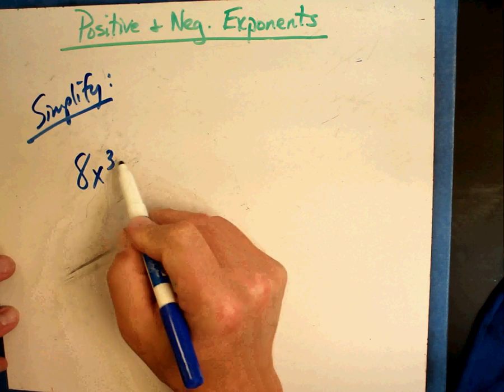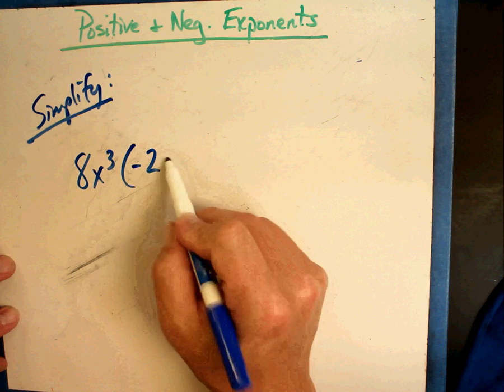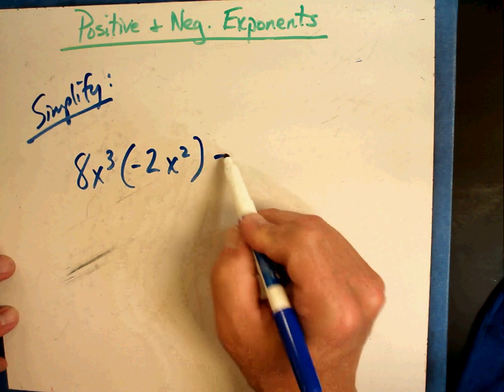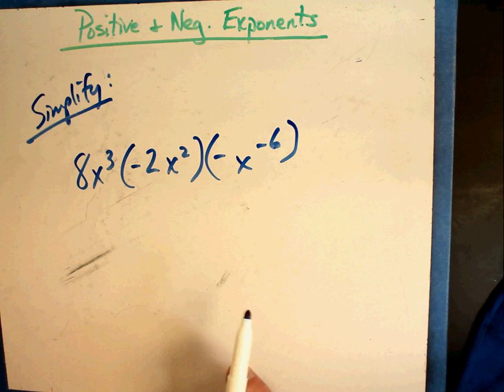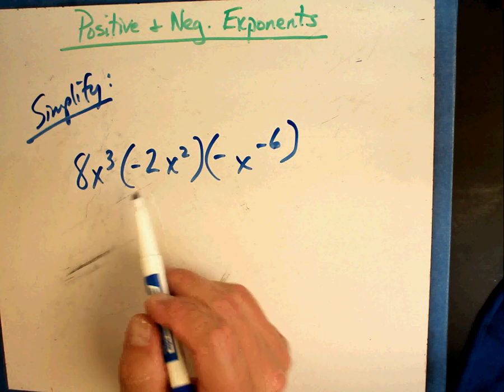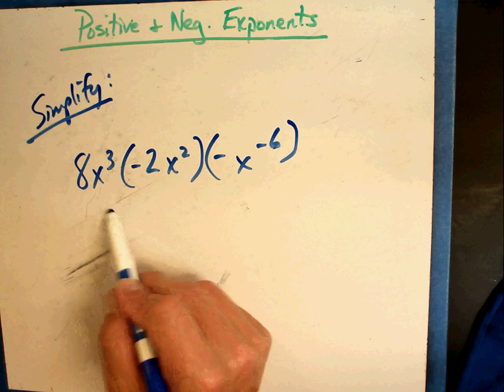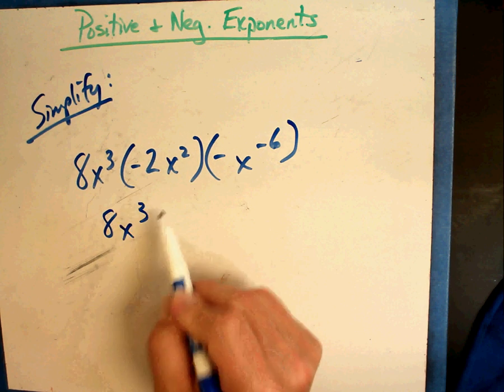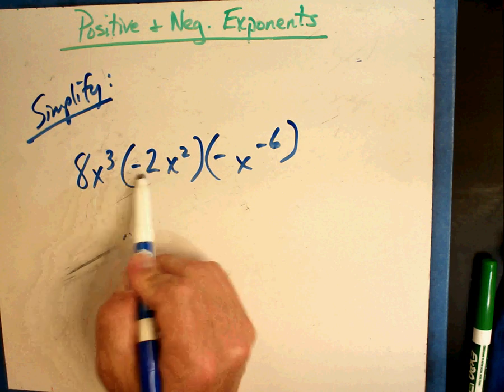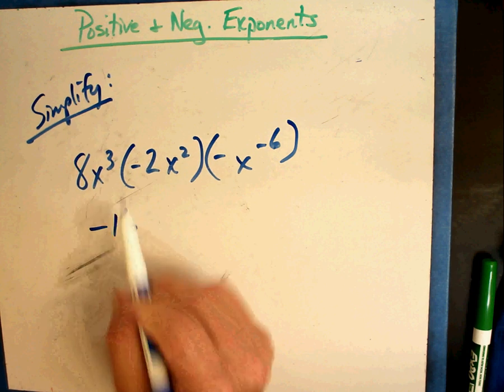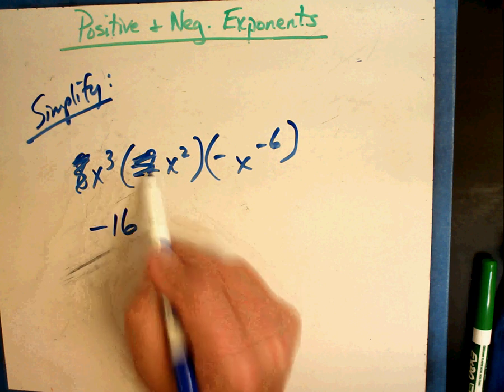8x to the third times minus 2x squared times, inside, minus x to the minus 6. Whew, what are they doing to us? Well, I see the negative power here, so I'm going to take 8x to the third, and actually I can multiply quicker than that. The numbers multiply, so that's minus 16. Okay, so those are gone. I'm just marking them out as I go.